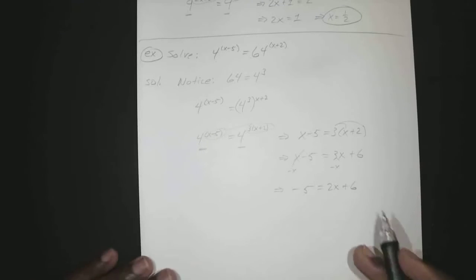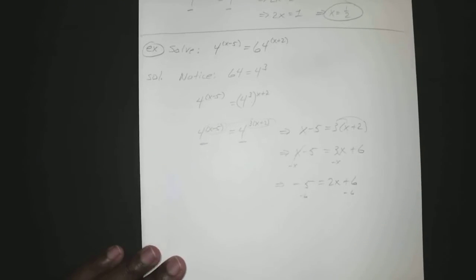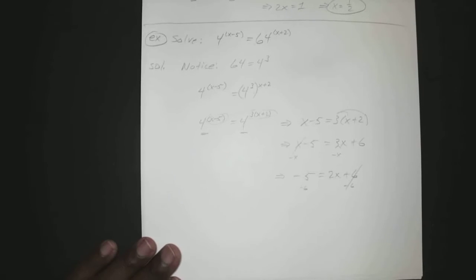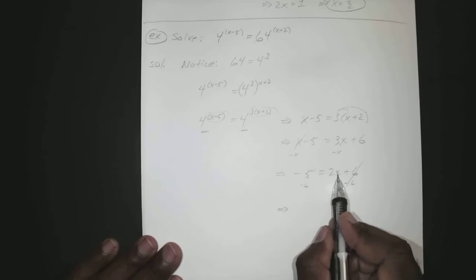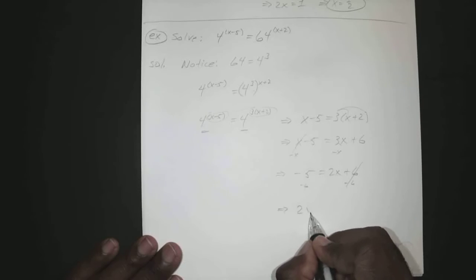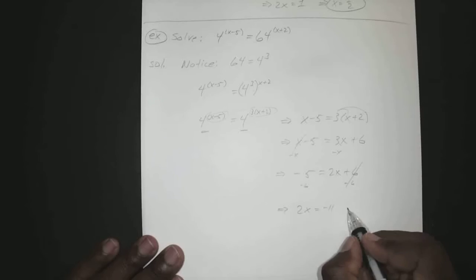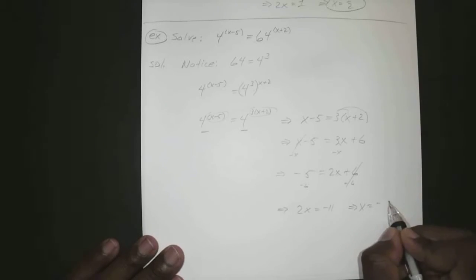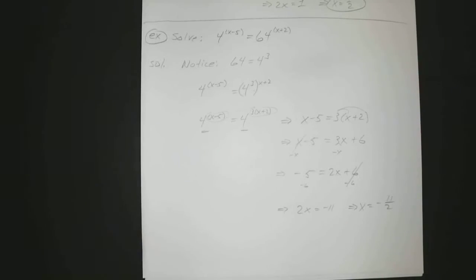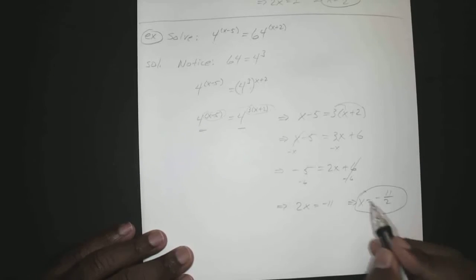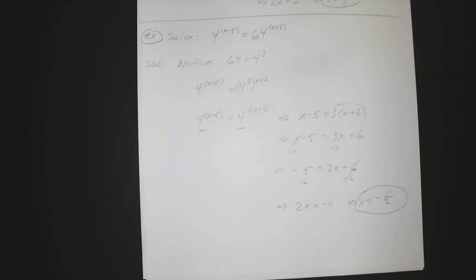Go ahead and subtract 6 from both sides. So that gives you 2x equals negative 11. Divide both sides by 2. x equals negative 11 over 2. All right, so any questions on that one?